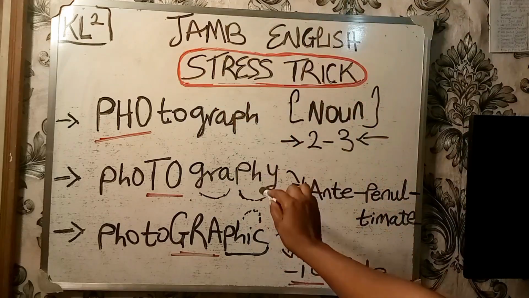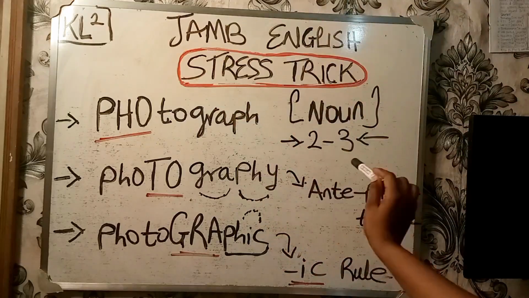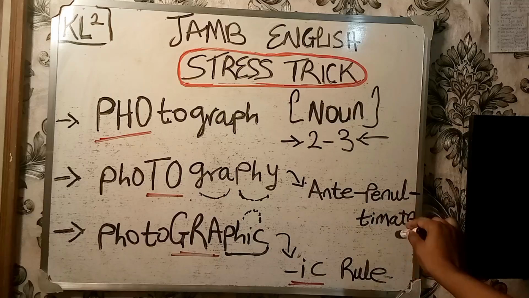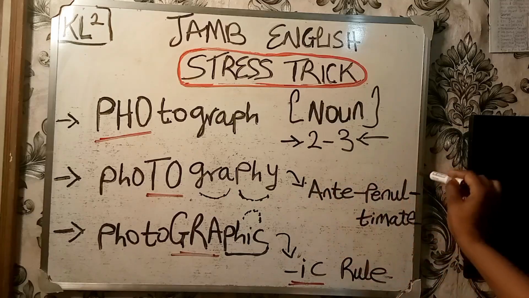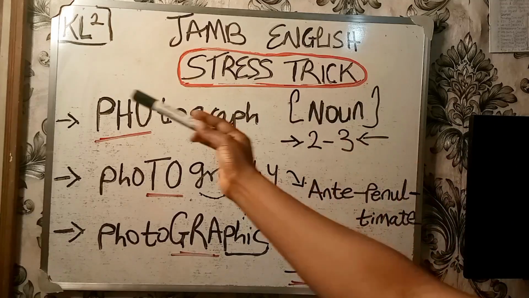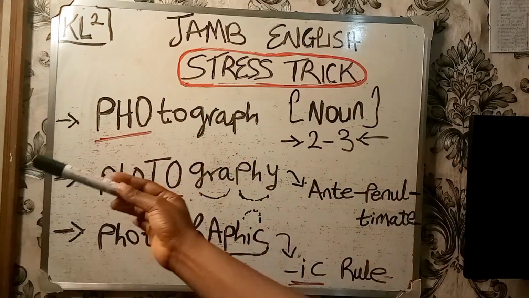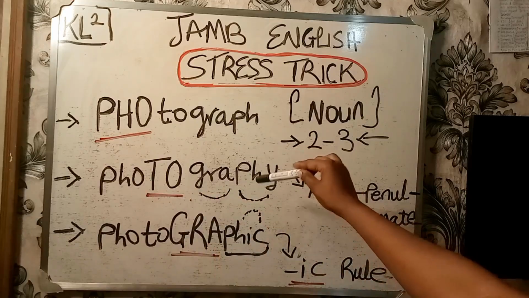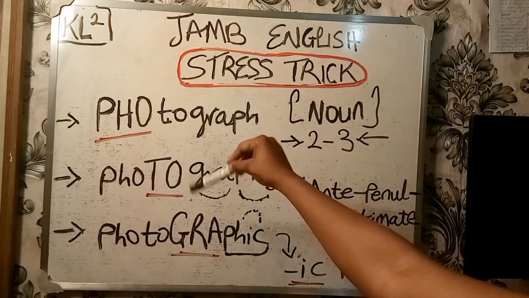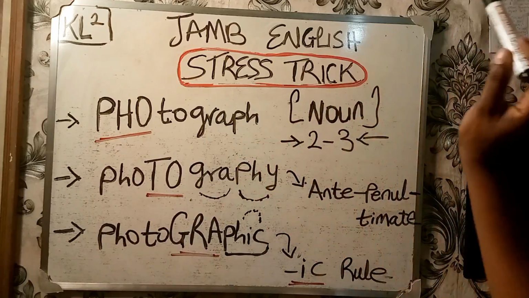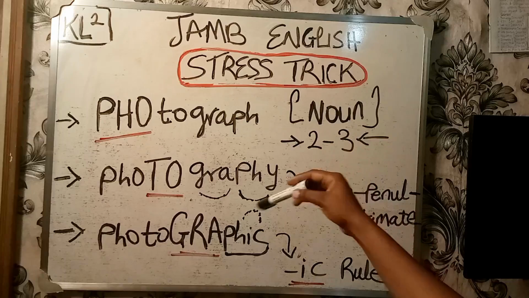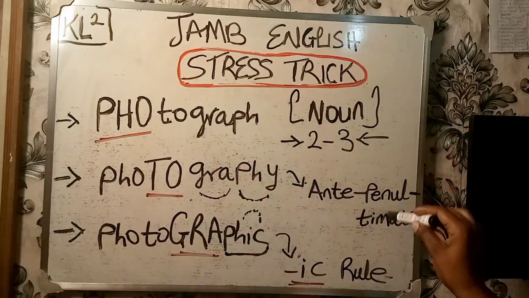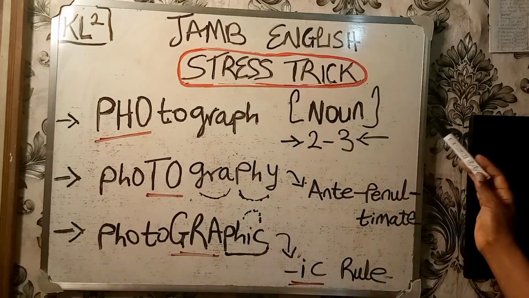Now for the second one, we have photography. Remember, the first rule I explained was the antepenultimate rule, where I said words that end with PHY, TY all obey the antepenultimate rule, and that we count from the end. And from this, you can see that PHY is the ultimate, GRA the penultimate, and TO the antepenultimate. That's the one that has the stress.